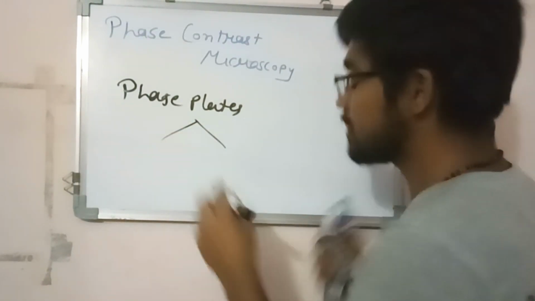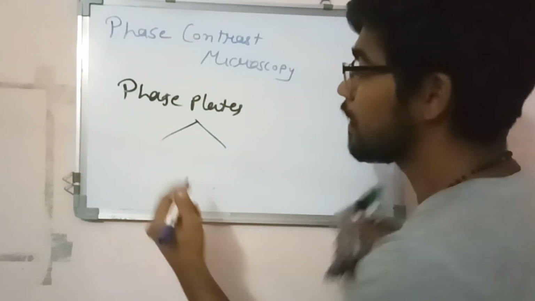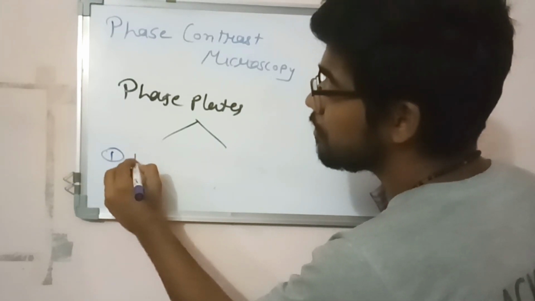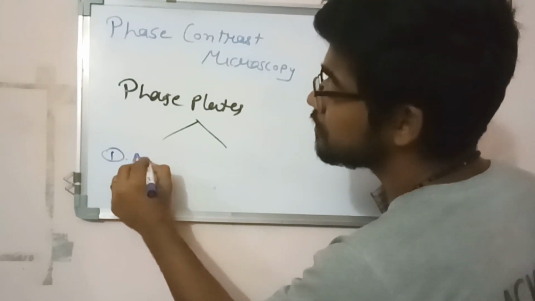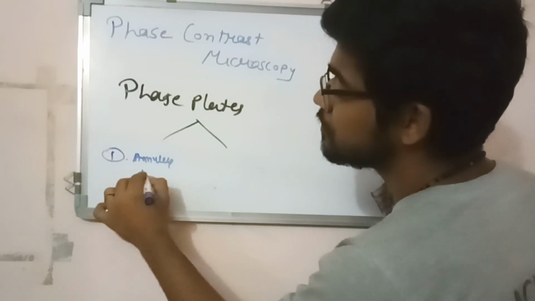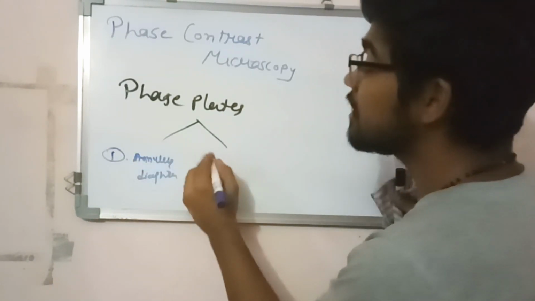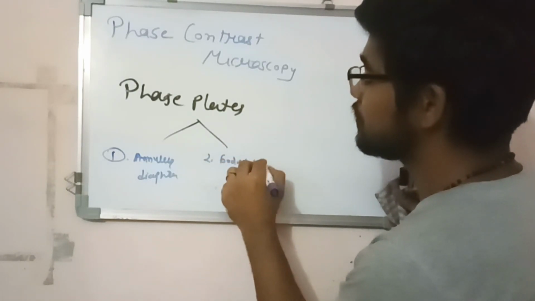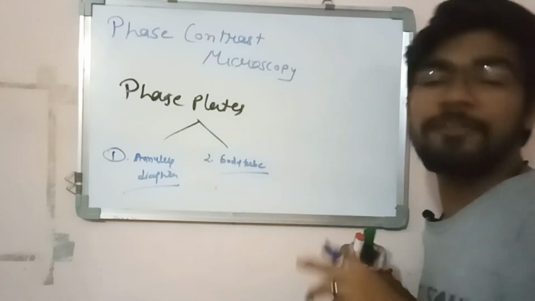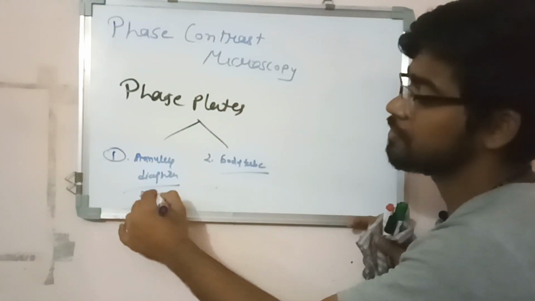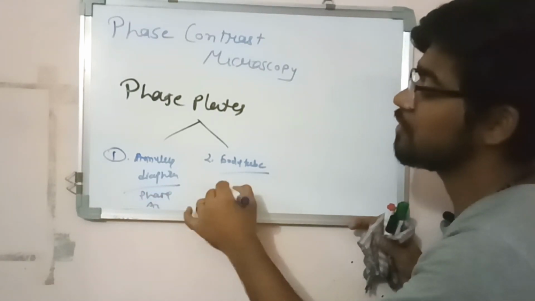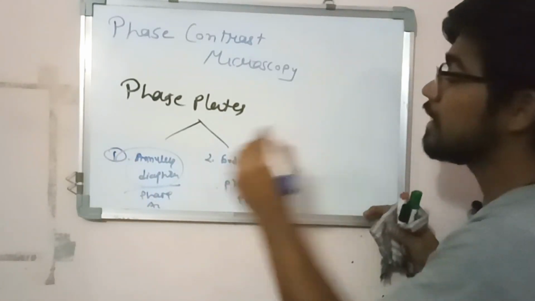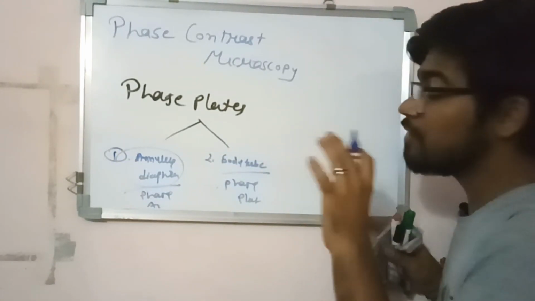Now two types of plates are used. The first plate is used below, in the annular diaphragm, and the second plate is placed into the body tube. Now they are both different. This is called a phase plate, or annular ring, and this is called a phase plate. In the annular diaphragm, the phase ring is placed.